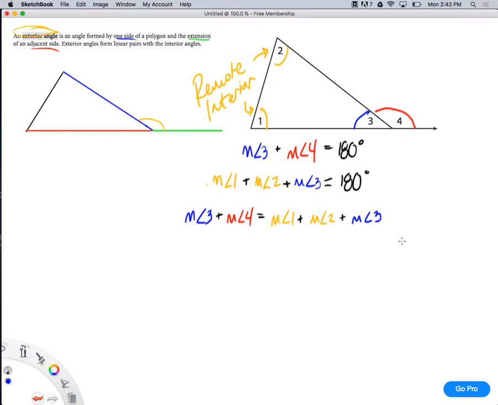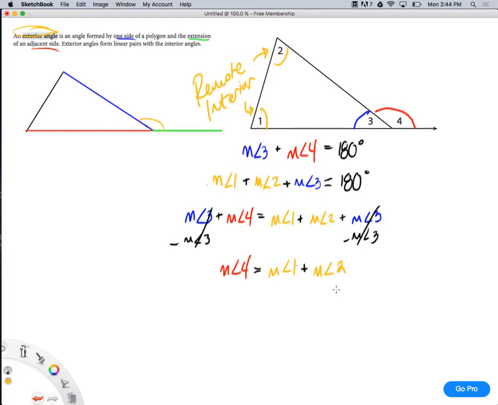What do I notice on both sides of this equation? The measure of angle 3. What can I do with that? I can cancel that. So I subtract the measure of angle 3 from both sides. And what do I get? The measure of angle 4 is equal to the measure of angle 1 plus the measure of angle 2. What did I just show? That this exterior angle is equal to the sum of the remote interior angles.